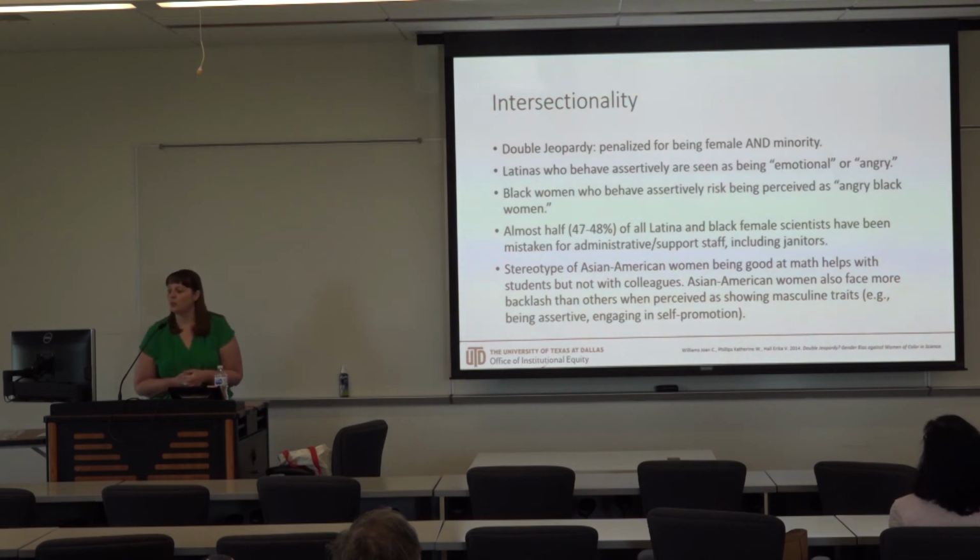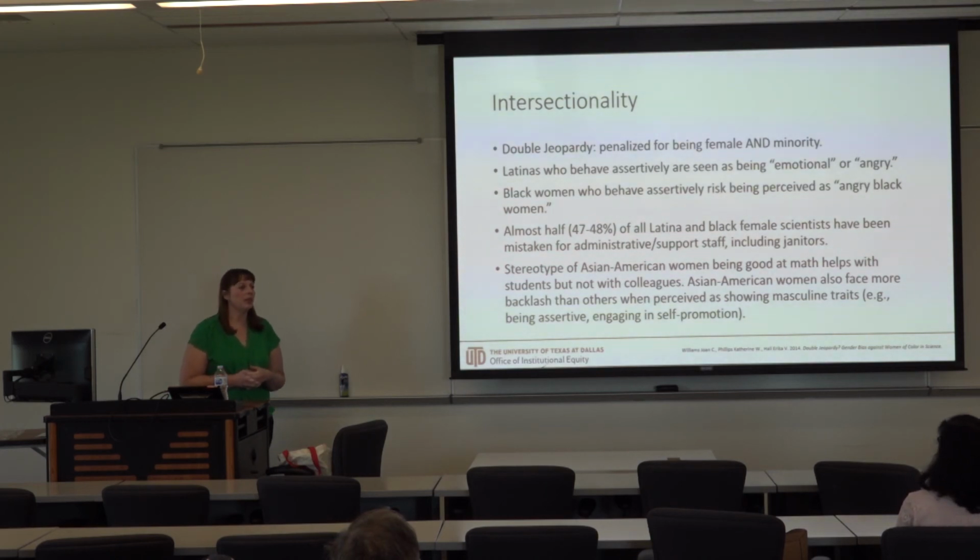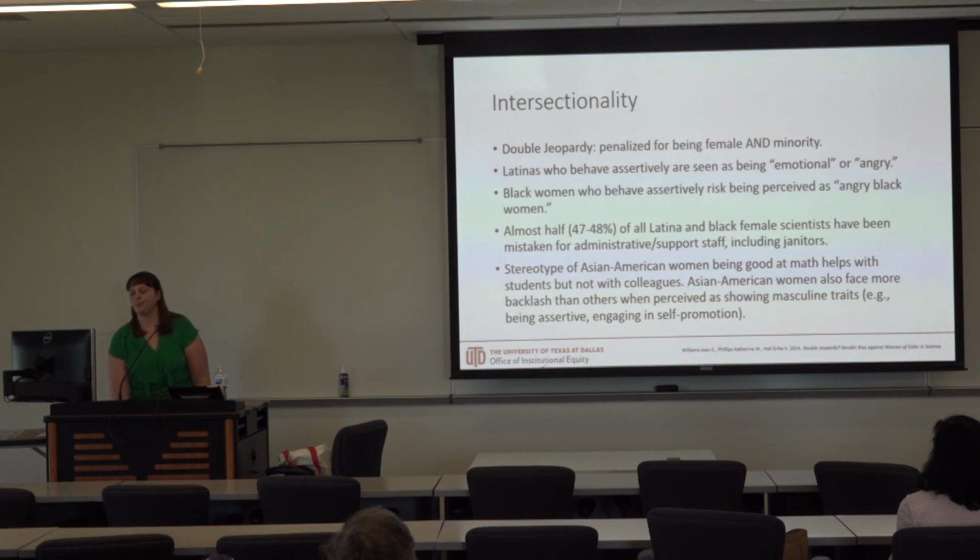So for instance, Latinos who behave assertively are seen as emotional or angry. Black women who behave assertively risk being perceived as the angry Black woman. Almost half of Latina and Black female scientists have been mistaken for administrative support, including janitors. The stereotype of Asian women of being good at math is usually a positive attribute with students, but not with colleagues. With colleagues, they get more backlash when they display masculine-like traits such as being assertive and engaging in self-promotion.